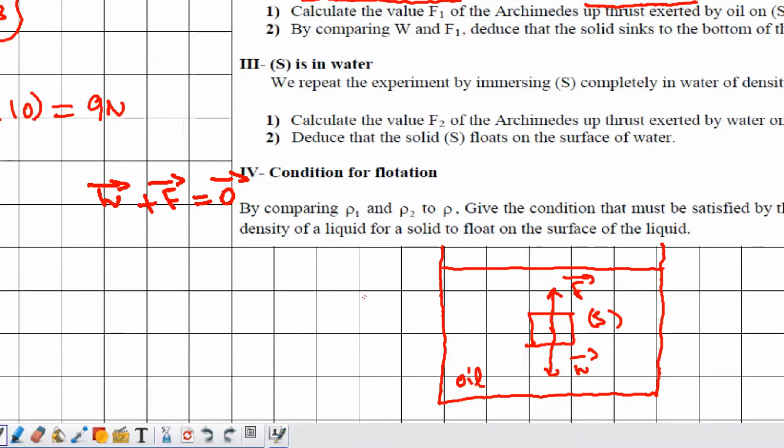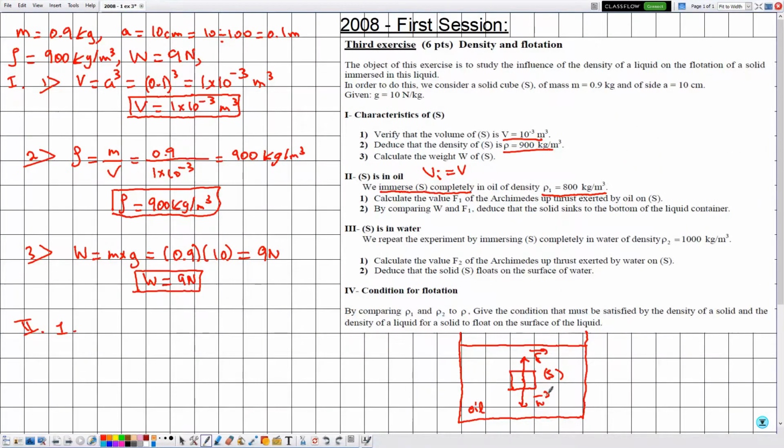But since they told me that we immerse S completely in oil, we don't know whether this solid is floating inside the oil, floating at the surface, or in contact with the bottom of the container, so we cannot use the condition of equilibrium. Therefore, we are left with the following method: the value of F upthrust is equal to the density of the liquid times the volume of the immersed part times G.